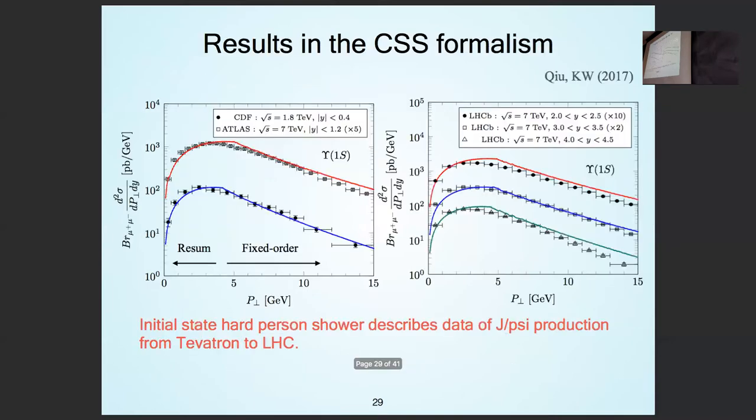Sorry, I'm confused. You started to talk by showing similar curves coming from CGC and fitting the data. Yeah. Now you have the CSS formalism. Yeah. Fitting the same data.